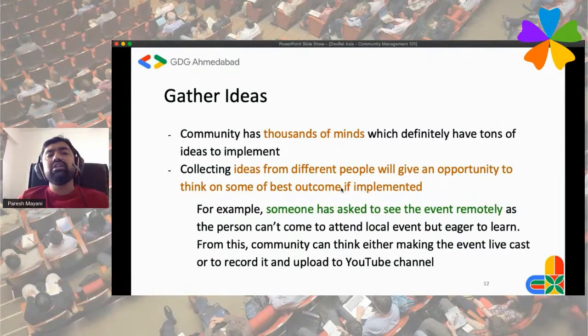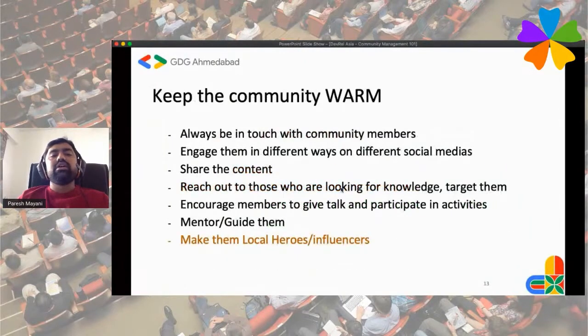Instead of one mind working, have thousands of minds working and brainstorming over the ideas and points, and keep the community warm, right? So the next point: you should always be in touch with your community members and engage with them in different ways and media. Have offline events, have online events, have get-togethers, help community members. As I said, we should be enabling the community members, right? We should be empowering them.